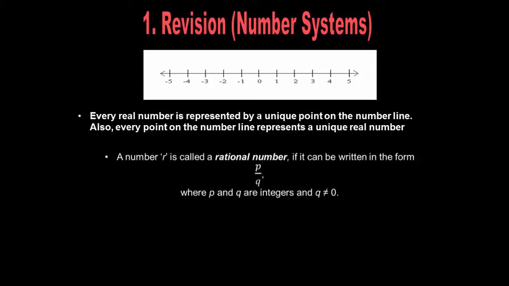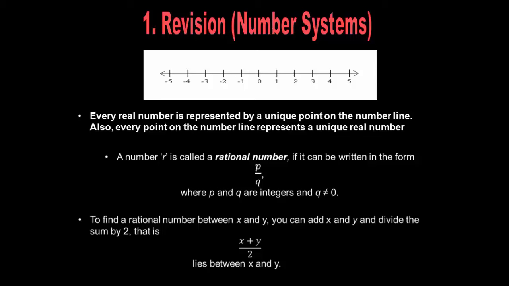Now, this was the definition which you have studied in class 9th. What is a rational number? A rational number is a number which can be represented in the form of p by q, where q is not equal to 0. Now, if you want to find a rational number between two numbers, what we'll do, we'll simply add them and divide them by 2. That will give the middle point between those two rational numbers, that is between x and y.